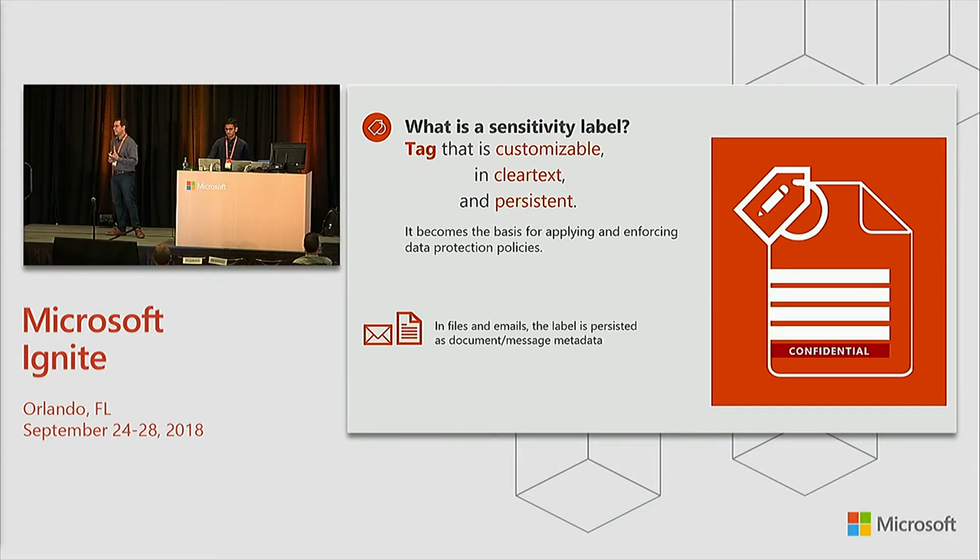But the beauty of the sensitivity label is once it's applied to a document or email, that label will automate the protection settings that an admin says need to apply to content with that label. The label's persistent, so it travels with the document or the email wherever it goes. And so any system that is enlightened to understand that label can act on it.